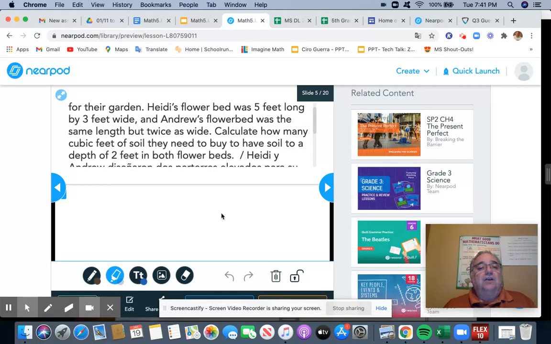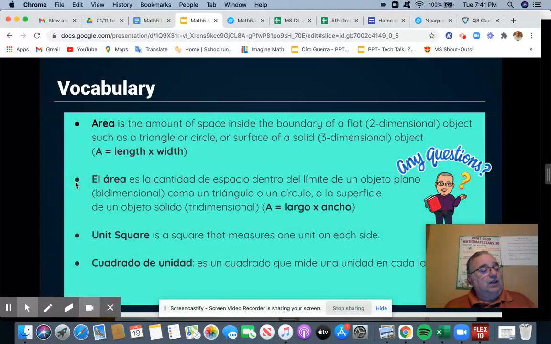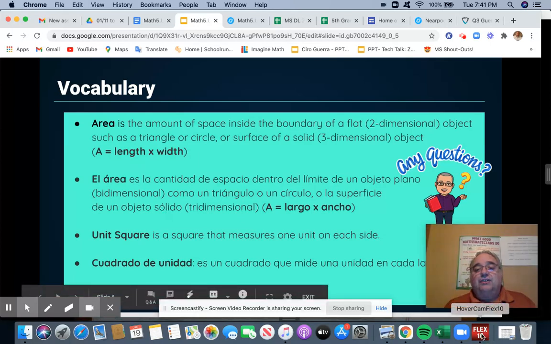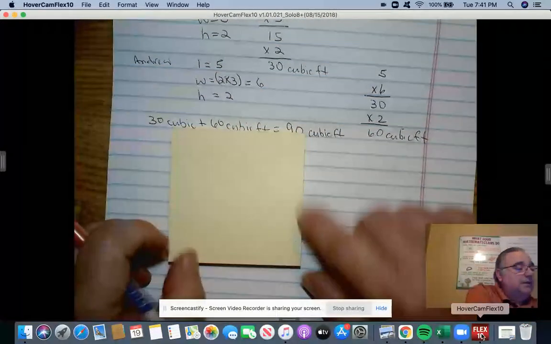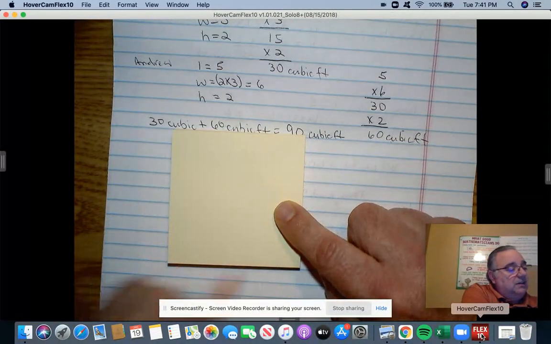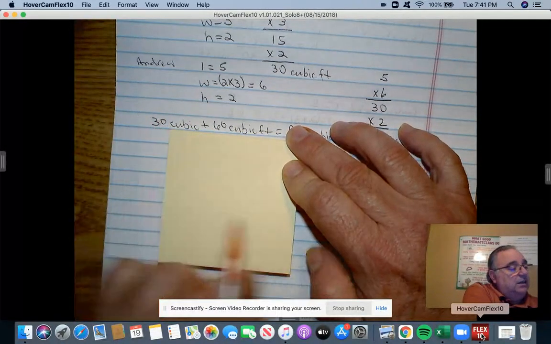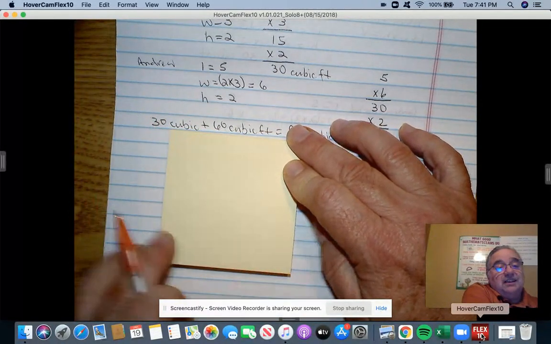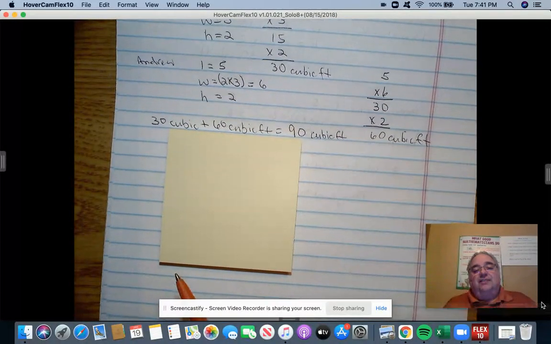All right, let's go ahead and get back to the slides here and go to our vocabulary. Okay, our vocabulary is going to be area. Area is the amount of space inside a boundary. It's usually flat. It's usually two-dimensional. It's like this post-it right here. This is the length and this is the height. It's two-dimensional, okay? Length and width. So we can get the area of that.